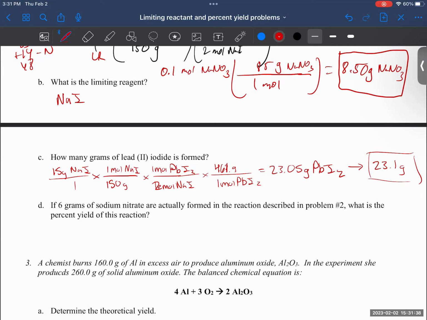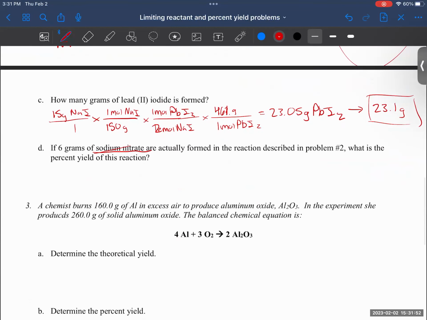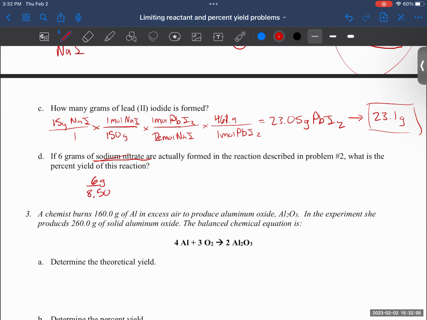Perfect. So we're talking about sodium nitrate, so we're going to use this one right here. Our actual was said to be 6 grams. Our theoretical we said was, what do you say? 8.50. Remember 3 sig figs from earlier. And times 100. What did we get here? 8.5. Yeah, sounds about right to me. 70.58%.